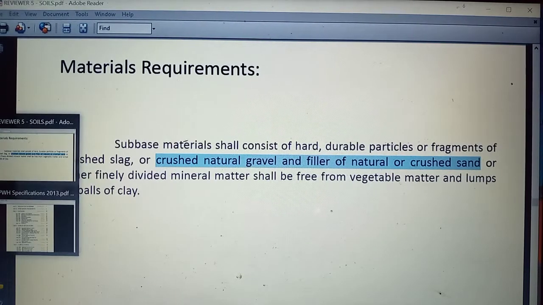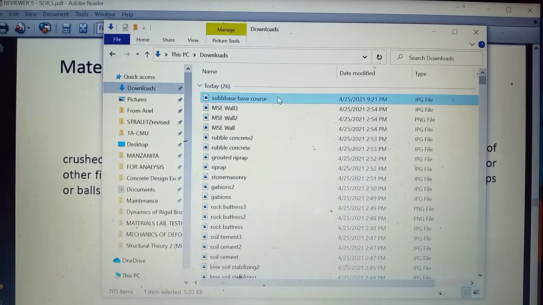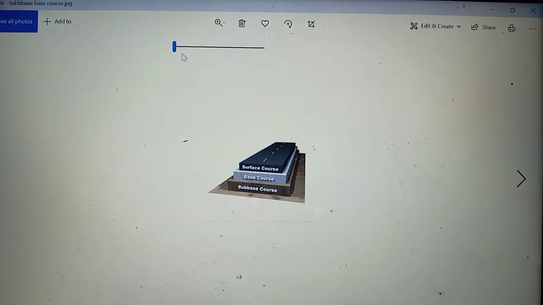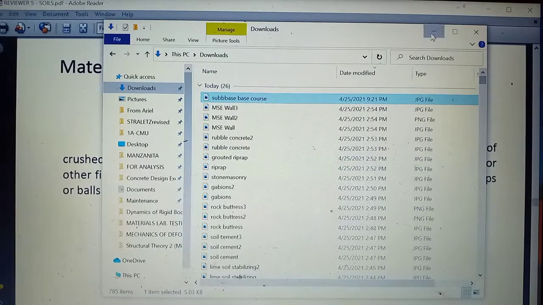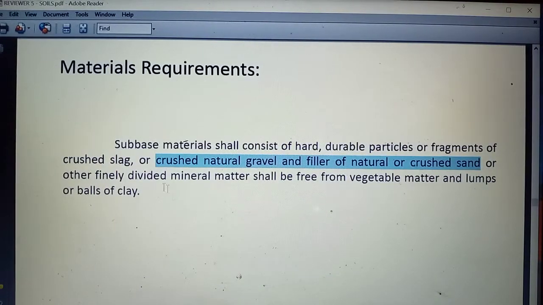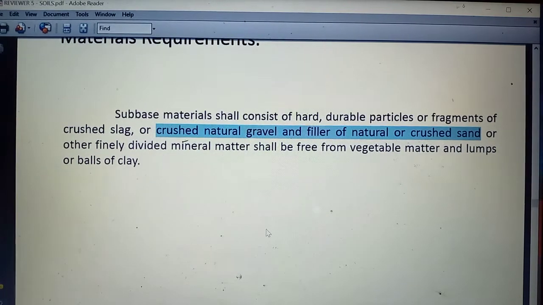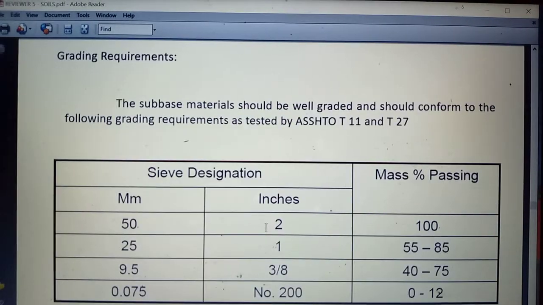Balik tayo sa picture. Yan sa base course. But somehow, meron siyang binder. Hindi lang itong... okay. So, these are the grading requirements ng sub-base materials mo.